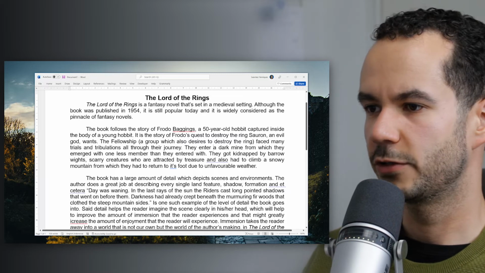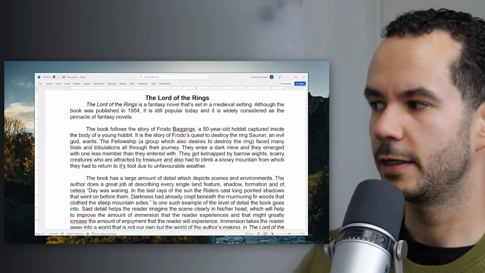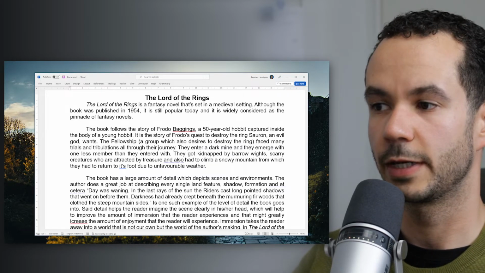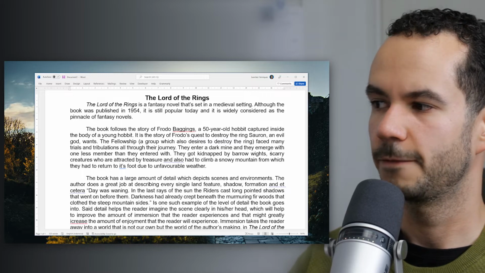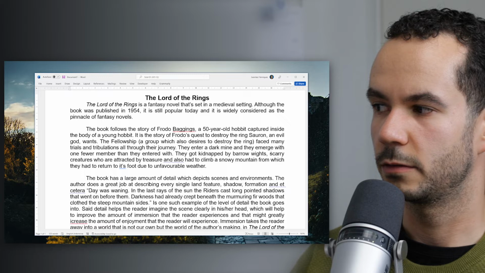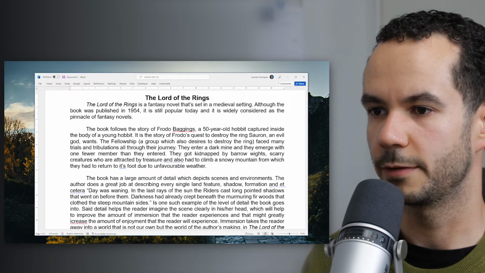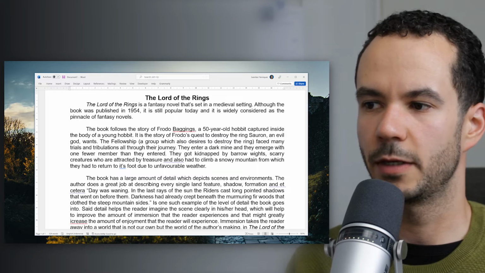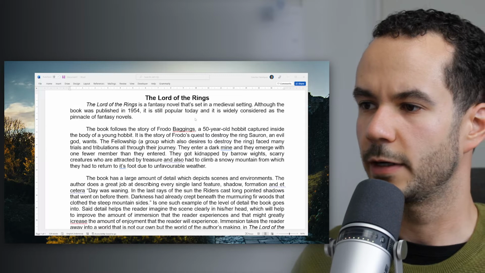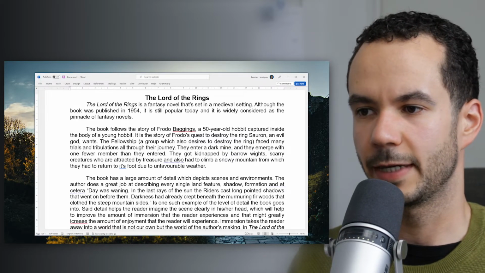And what I'm going to change is they enter a dark mine and they emerge, which also need to change into present tense. They emerge with one fewer member than they entered. We don't need the with there either. So they enter a dark mine and they emerge with one fewer member than they enter. So they enter a dark mine and they emerge with one fewer member than they entered.